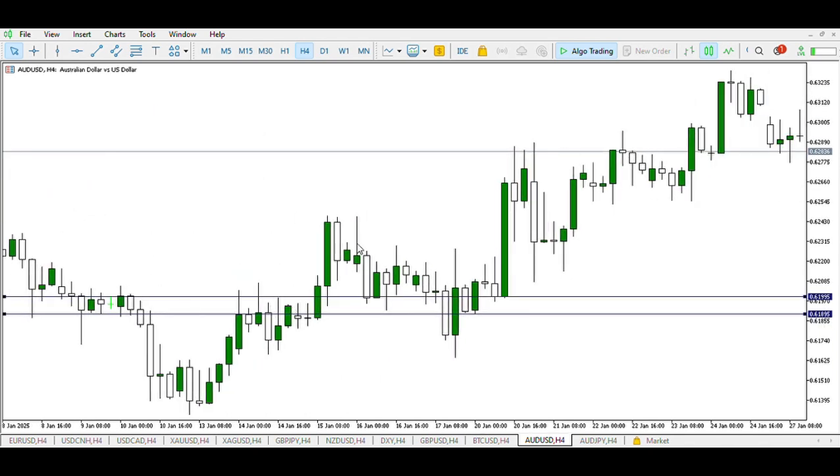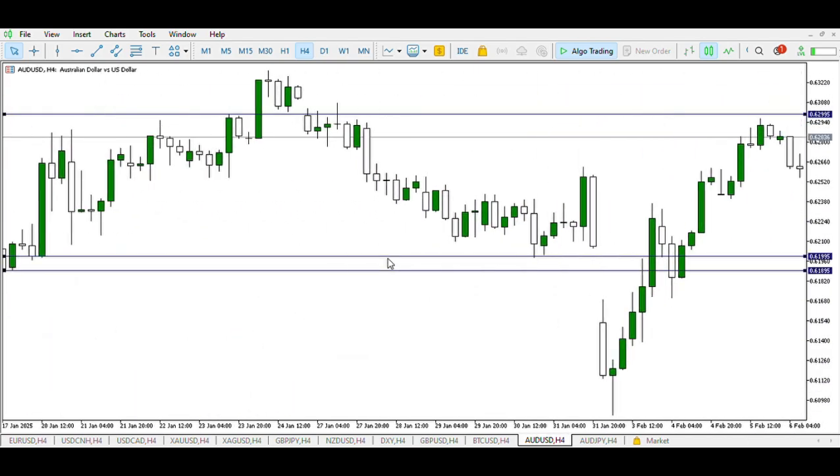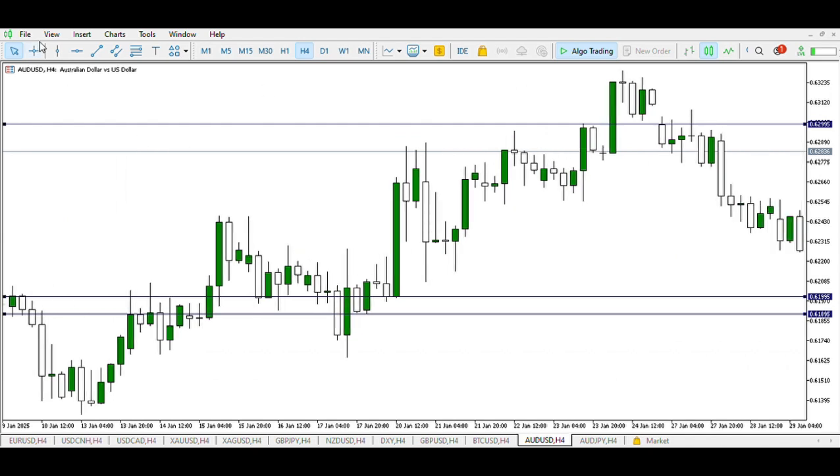Yeah, 0.61995, and we are targeting a 1 to 10 RR, and we set our TP to 0.62995. So now we can see on this trade, these are stop loss, these are entry, and these are take profit.